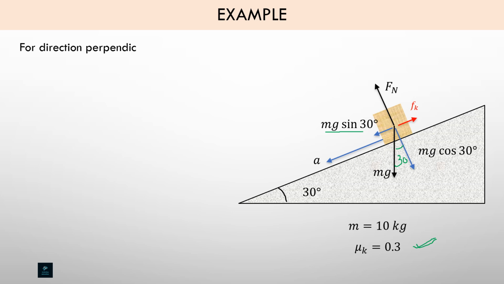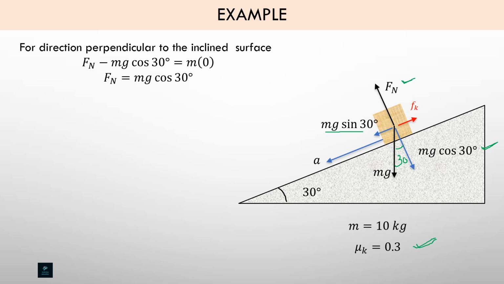So for the direction which is perpendicular to the inclined surface, we have two forces, Fn and mg cos 30, and there is no acceleration in this direction. Therefore the net force Fn minus mg cos 30 is equal to mass times zero acceleration. This means that normal force is mg cos 30.